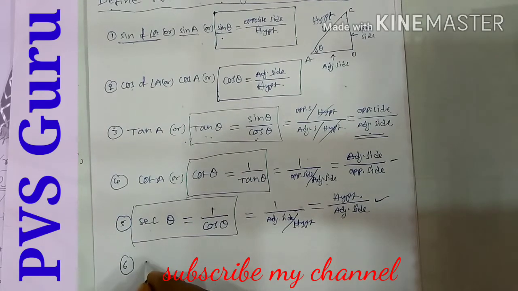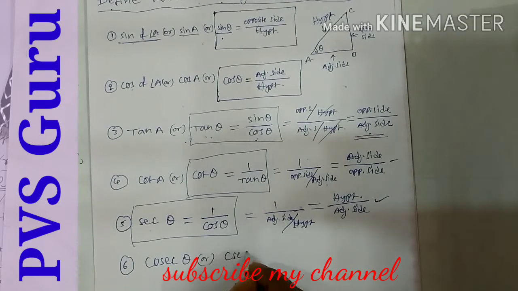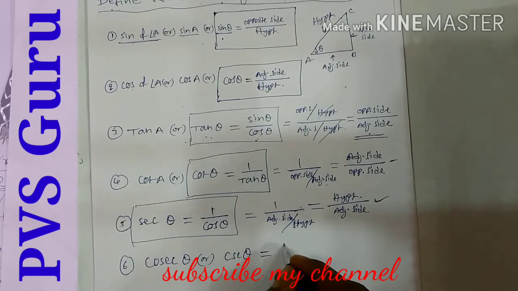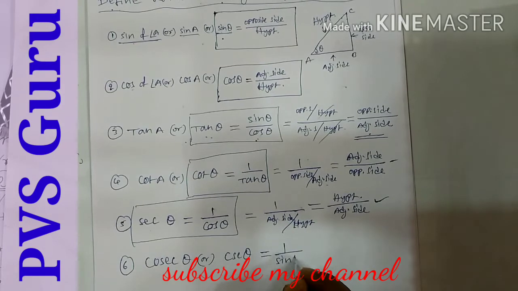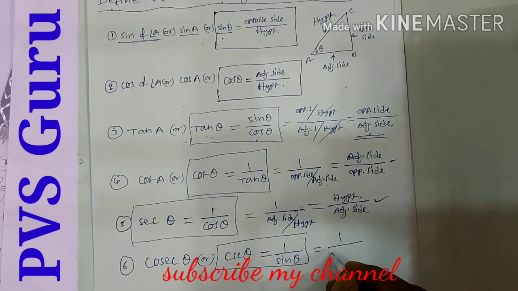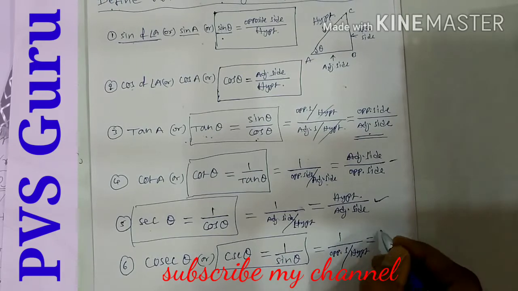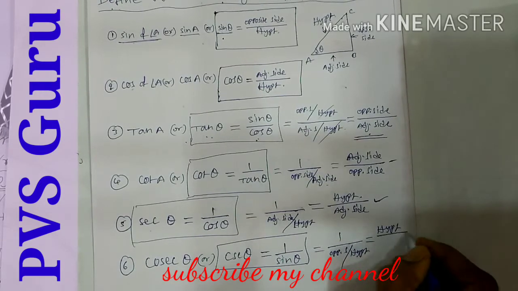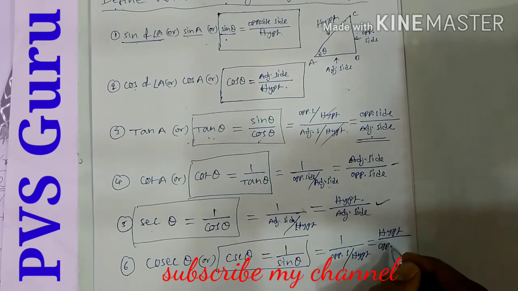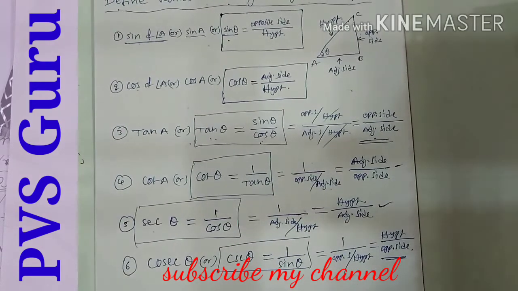Last one, cosecant. Cosecant theta or CSC theta. Cosecant theta is 1 by sin theta. This is the formula. So 1 by sin theta means opposite side by hypotenuse. So this is hypotenuse by opposite side. This is the formula of cosecant.